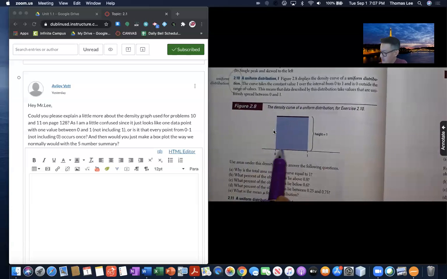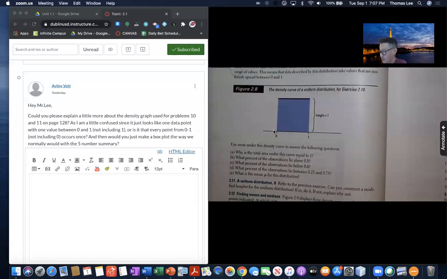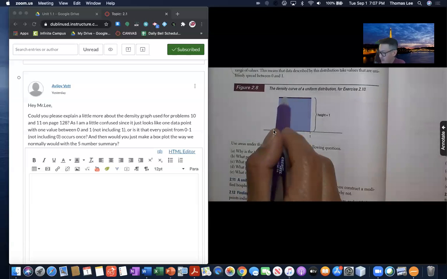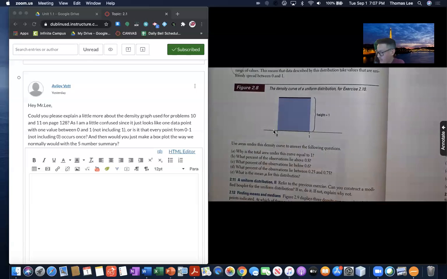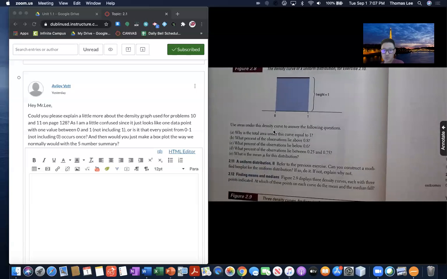So this means, well, how many possible observations are within this blue area? There's an infinite number of possible observations. It could be 0.5, 0.25, 0.1, 0.01, 0.001. So there are all these different values that could be taken on, but no matter what the value is, it has a frequency of just 1, okay, because this density curve has a height of 1.